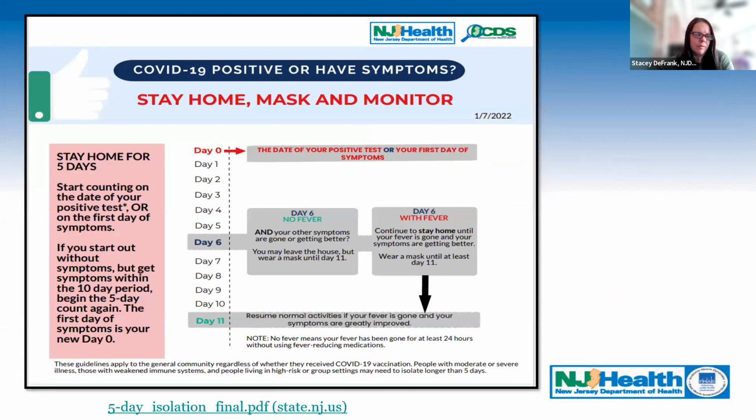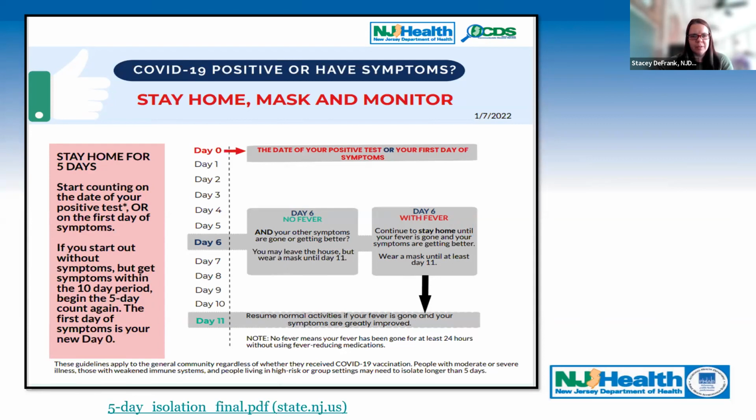This box discusses what to do if you are COVID positive or if we suspect a person has COVID-19. The first day of symptoms or the date of the positive test is considered day 0. And then counting from there, isolation should last for 5 days after day 0. On day 6, you may leave isolation if you are fever-free without fever-reducing medications and your other symptoms are improving, but you must continue to mask in public and at home for an additional 5 days.